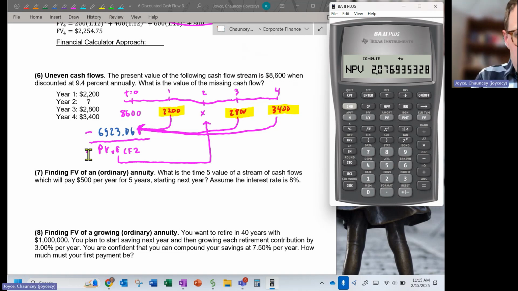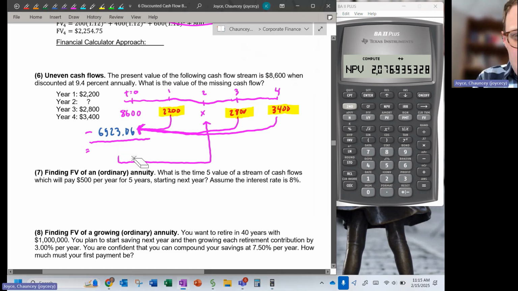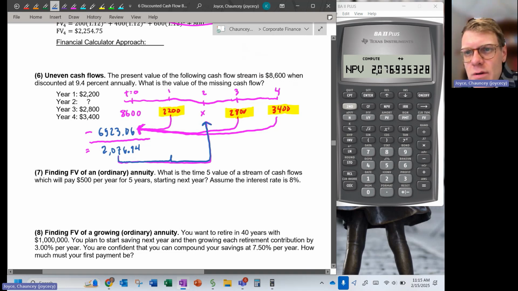So if I subtract that from the 8,600, that result becomes the present value of the second cash flow. So that's $2,076.94. So all I need to do is compound this cash flow, since it's the present value, and discount it 2 periods. And then I know its value at time 2.